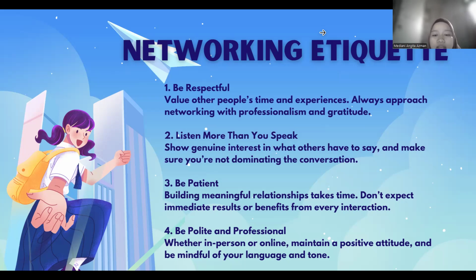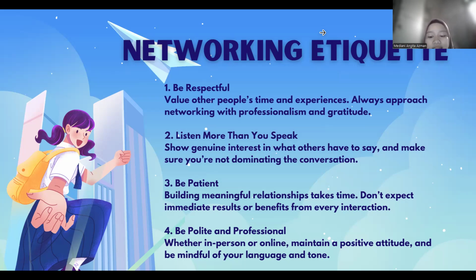The fourth, be polite and professional. A positive attitude and professionalism leave a lasting impression. This includes being mindful of your tone, both in spoken and written communication, and tailoring your language to suit the context. When networking online, proofread your messages to ensure they are clear and free of errors.